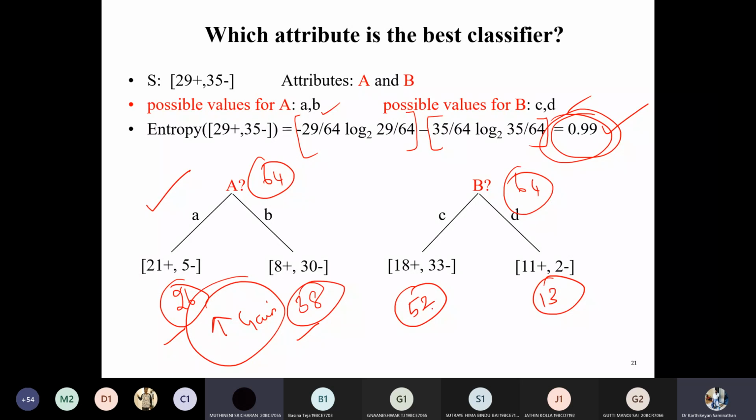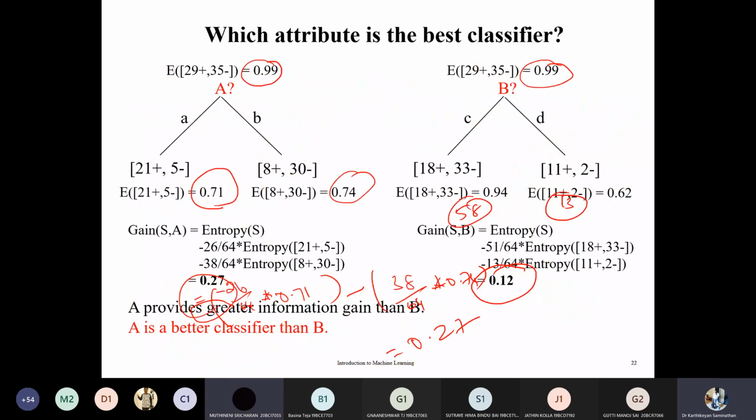So we should not go with 52 and 13. Here 26 and 38 is more or less balanced in both left and right child. But here the left child is heavy. 52 instances are positive, negative is very less, only 13. So it should not go like that. That is what our problem also says. So A provides greater information gain than B. So accordingly we can work out.